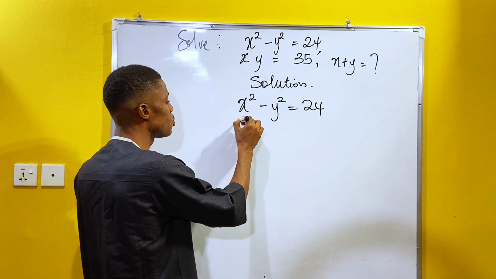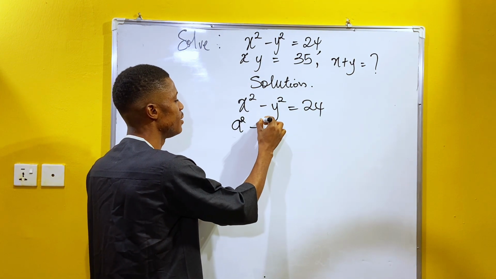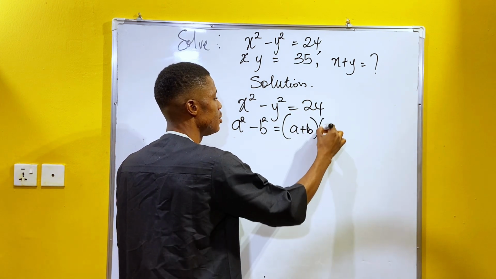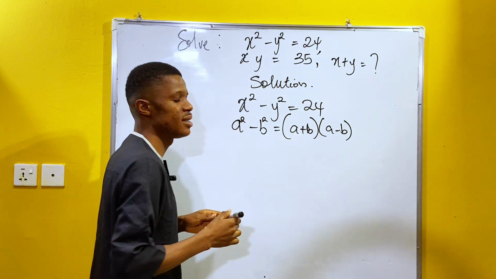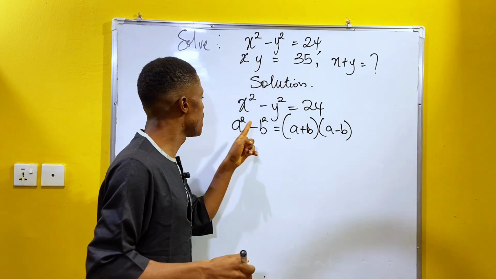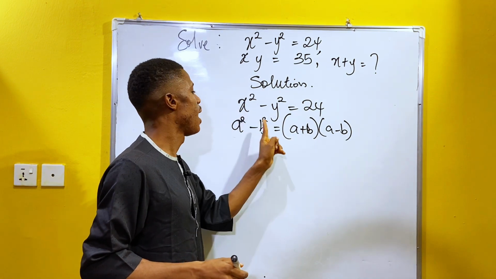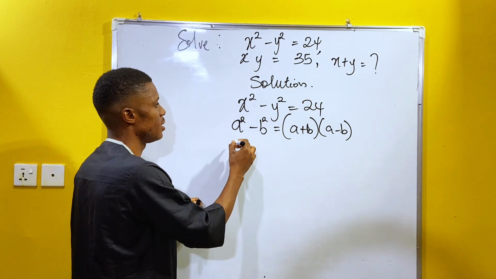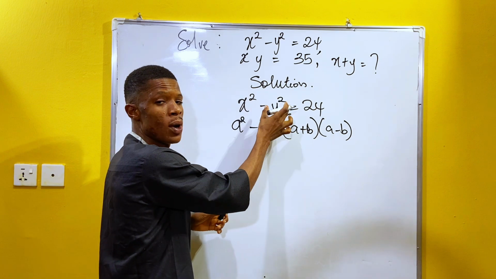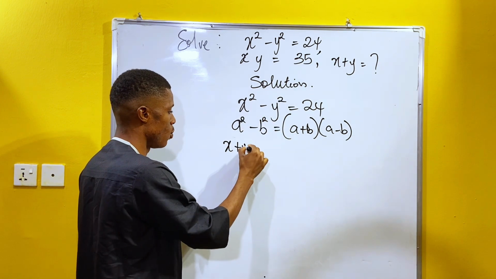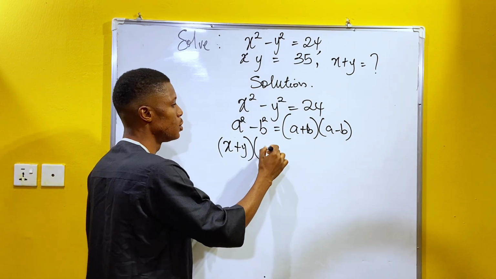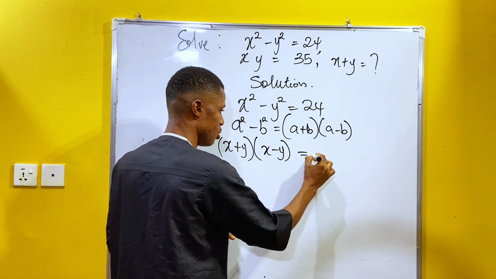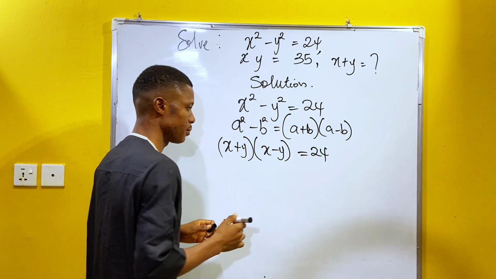In difference between two squares, it states that a squared minus b squared is equal to a plus b into a minus b. This is difference of two squares. So you see here that our a is now x, our b is now y. So we write x squared minus y squared to be x plus y into x minus y, applying difference of two squares, and it equals 24.